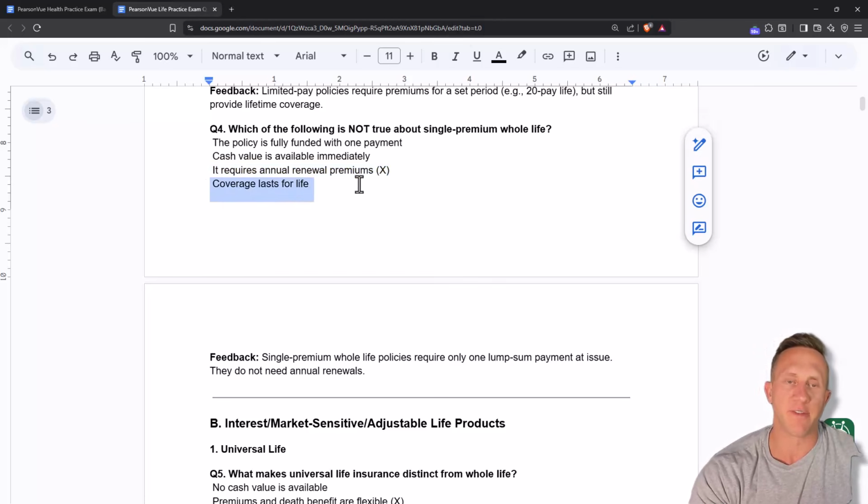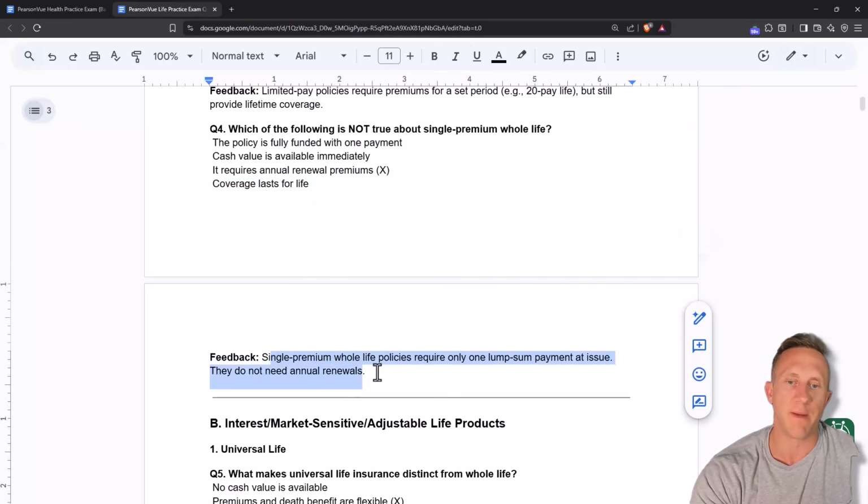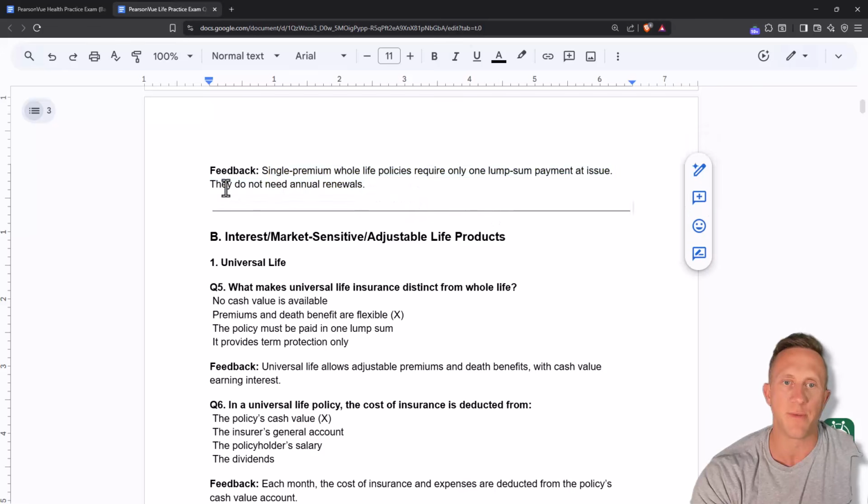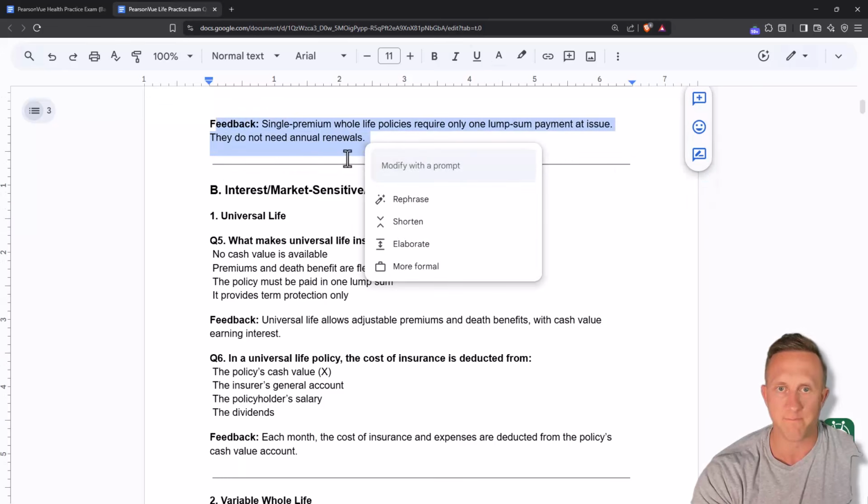And then coverage lasts for life. It does last for life. So single premium whole life policies require only one lump sum payment at issue. They do not need annual renewals.